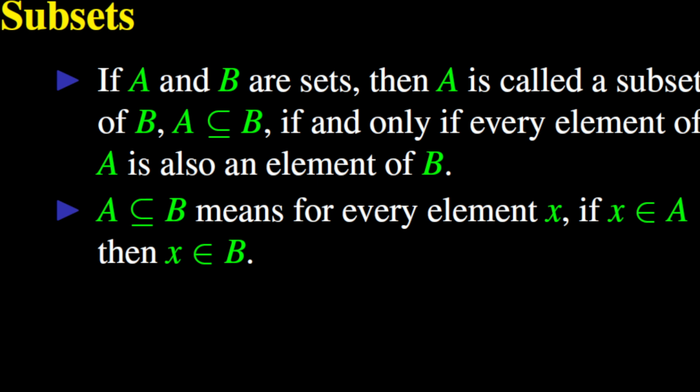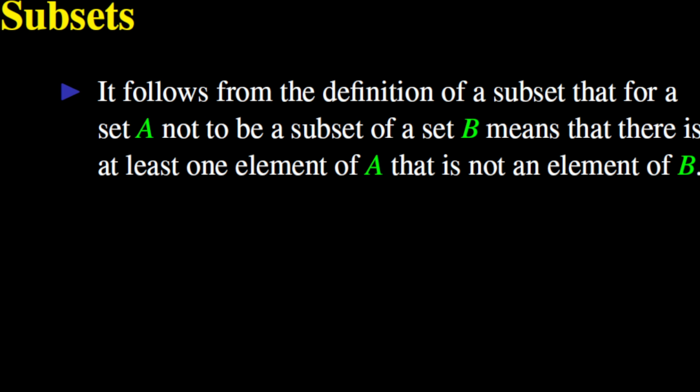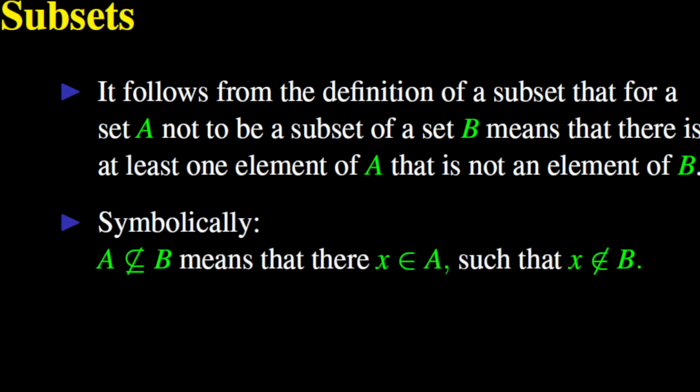If A and B are sets, then A is called a subset of B, if and only if every element of A is also an element of B. In other terms, A is a subset of B, which means that for every element x, if x is in A, then x is in B. It follows from the definition of a subset that, for a set A not to be a subset of a set B means that there is at least one element of A that is not an element of B. In other terms, A is not a subset of B, if there exists an element x in A, such that x is not an element of B.